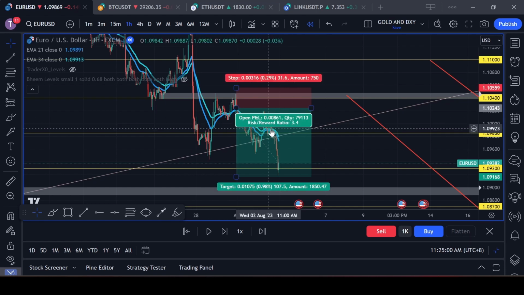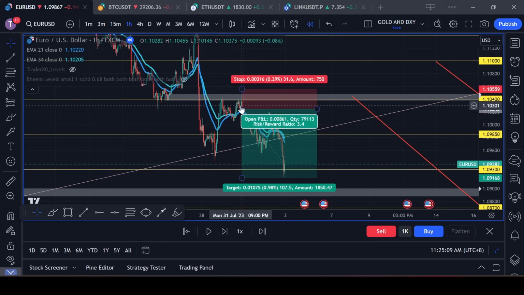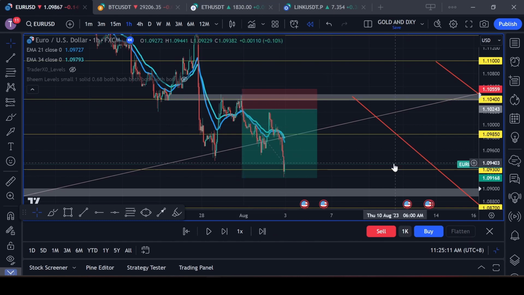And as you can see, even conservatively, if you entered after the hourly bearish candle, you still get about a 100 pip trade. And if you enter a bit higher, that's about a 110, 120 pip trade. So that is my thought process.